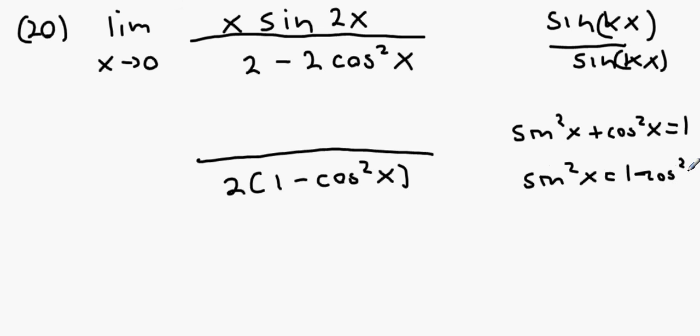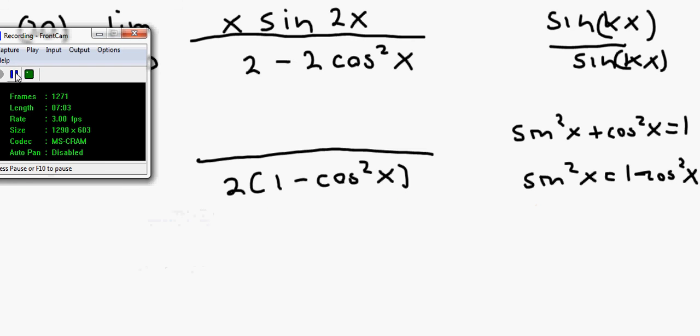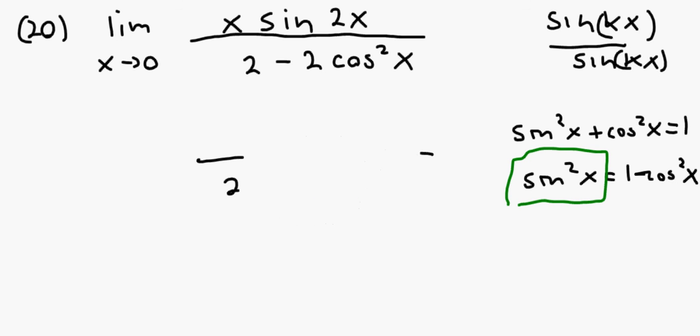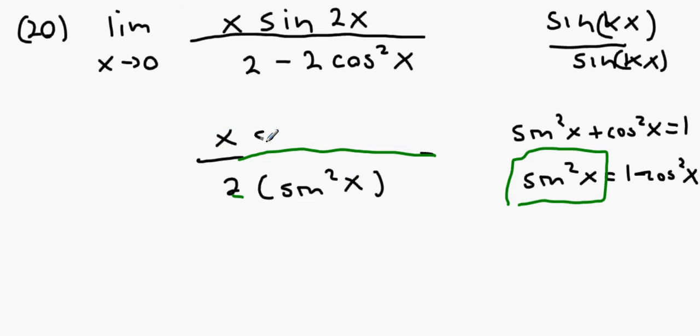Now the reason why I did this move is I'm looking to see if I can change things. So the 1 minus cos squared x is going to change into sine squared x. So all we just do here is a quick rub out. That's way too big of a rubber, but we'll work with that. Okay, so it's going to be 2 into sine squared x now, and we're still on x sine 2x above.